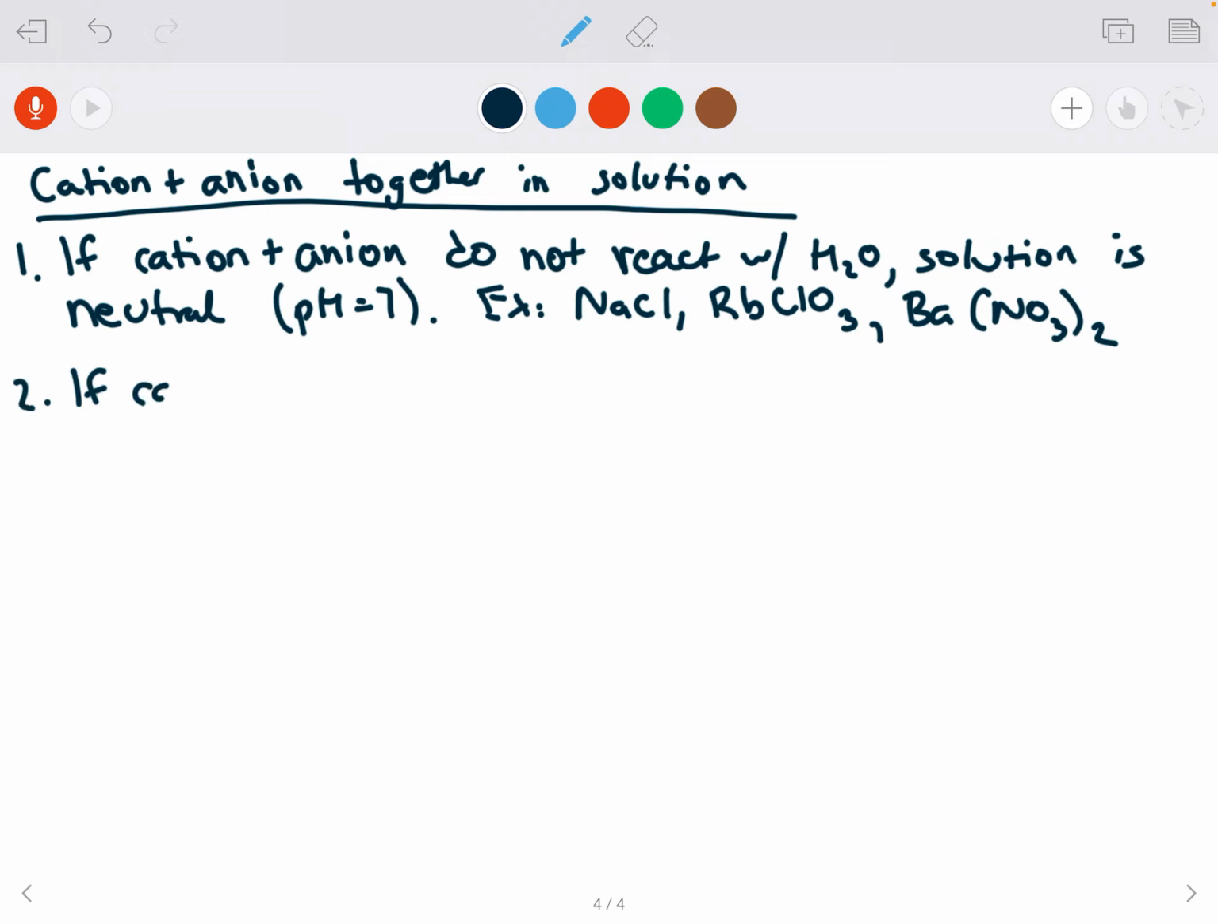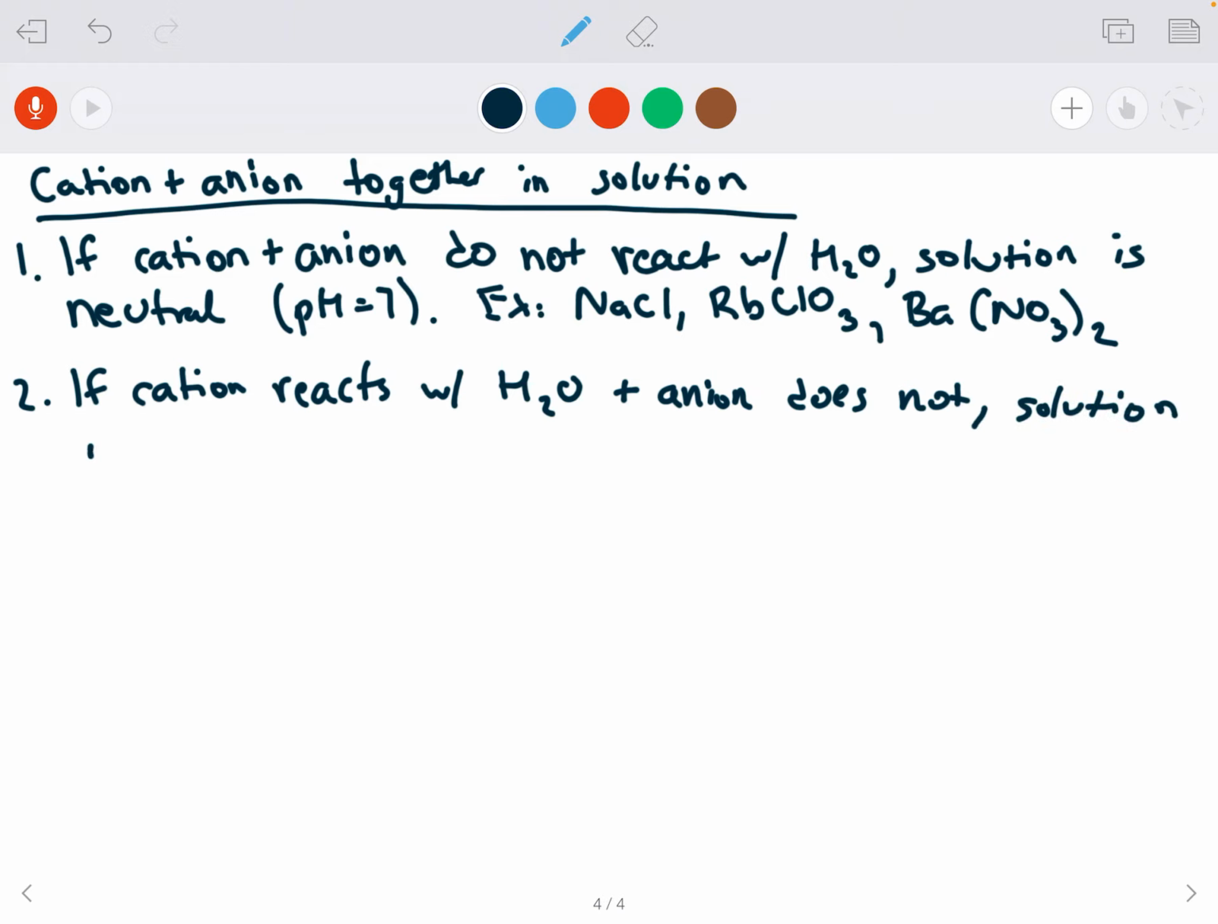2, if the cation reacts with water and the anion does not, the solution is acidic. So these would be like a metal, say aluminum with nitrate, aluminum nitrate, or iron 3 chloride. The anion does not react with water, the cation does. So those would be acidic.